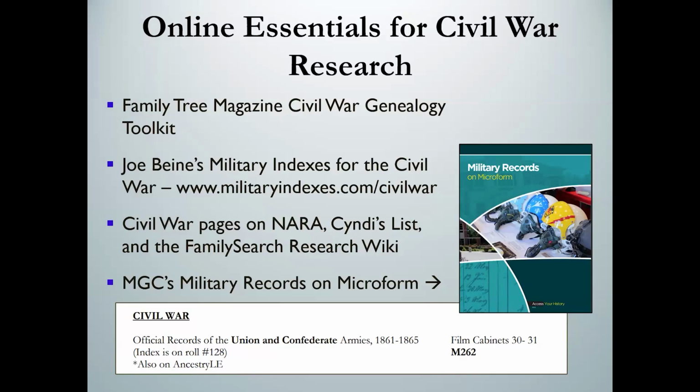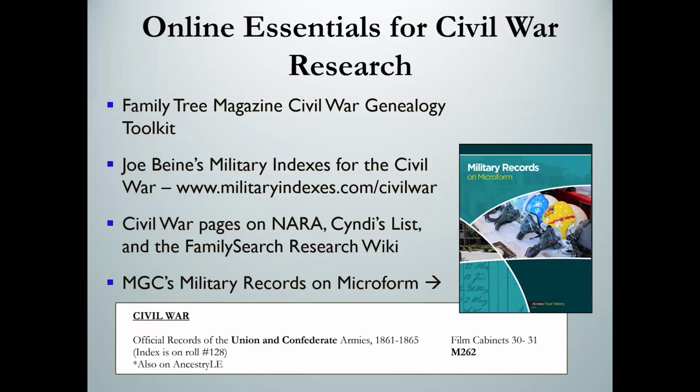We have Go to the Pages, National Archives, Cyndi's List, and the FamilySearch Research Wiki on how to research Civil War records. You can put in Civil War, probably Confederate records, or Union records, and narrow down your choices.